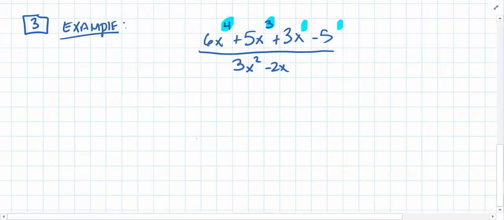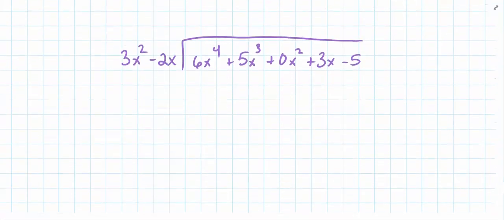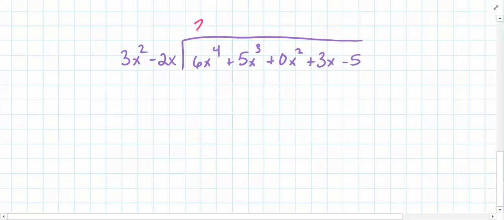6x to the fourth plus 5x to the third, sorry, I mean 5x to the third, plus a 0x squared plus 3x and then a minus 5. And we're going to divide this by 3x squared minus 2. I'm going to move this whole thing up so everybody can see. Alright, let's see here. How many times does 3x squared go into 6x to the fourth? 2x squared times, because 2 times 3, that's your 6, right?